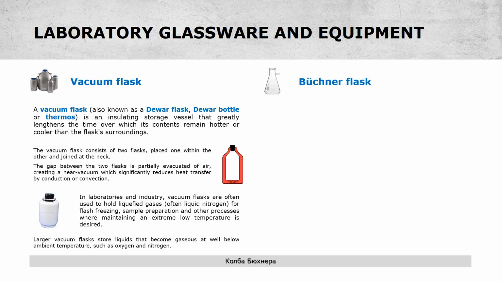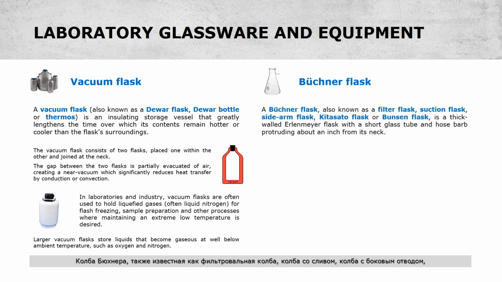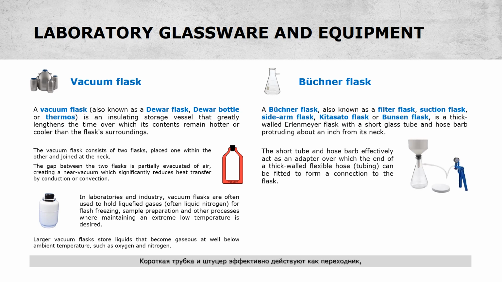Buchner flask. A Buchner flask, also known as a filter flask, suction flask, sidearm flask, Kitasato flask or Bunsen flask, is a thick-walled Erlenmeyer flask with a short glass tube and hose barb protruding about an inch from its neck. The short tube and hose barb effectively act as an adapter over which the end of a thick-walled flexible hose tubing can be fitted to form a connection to the flask.